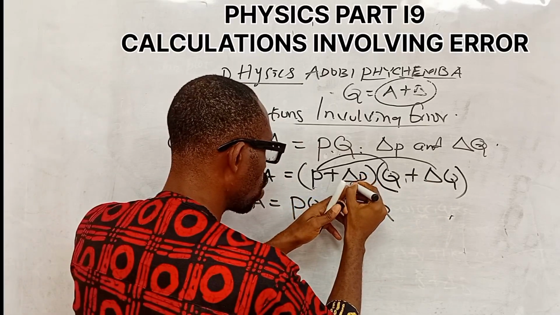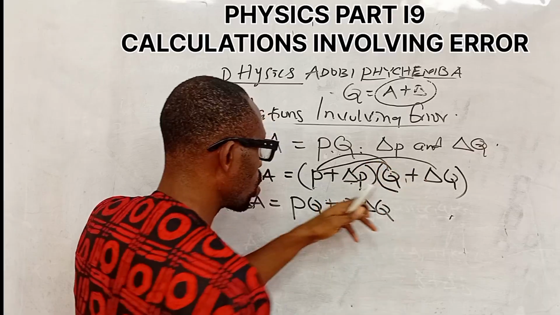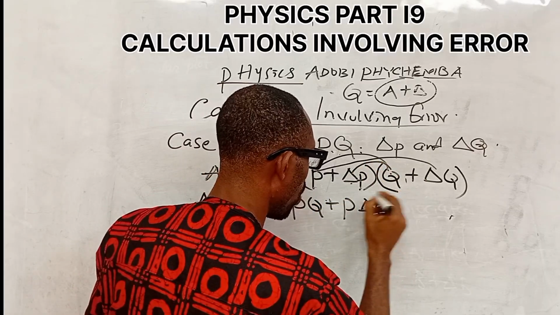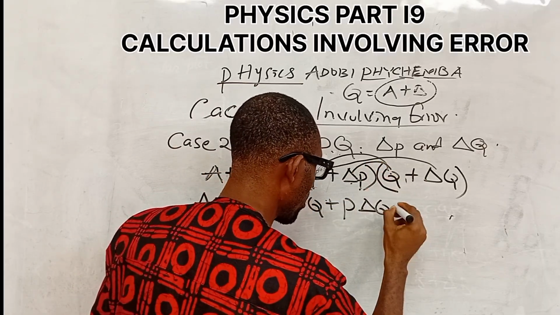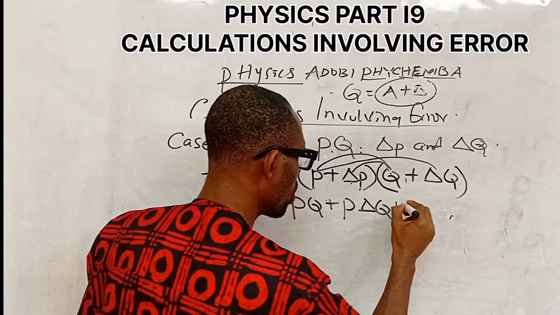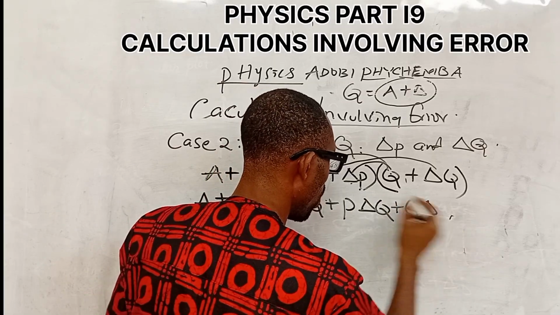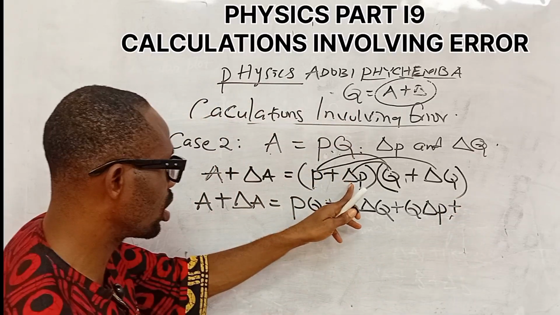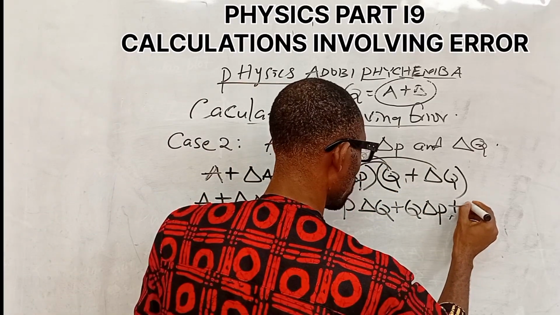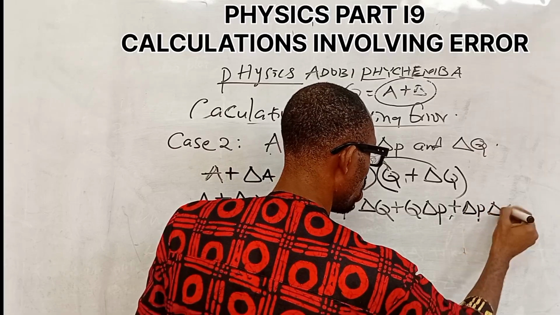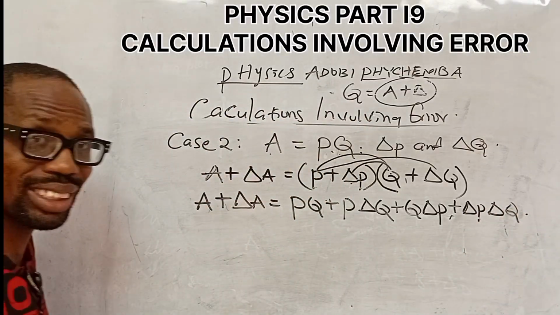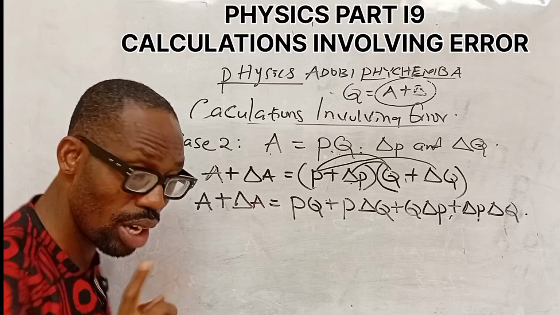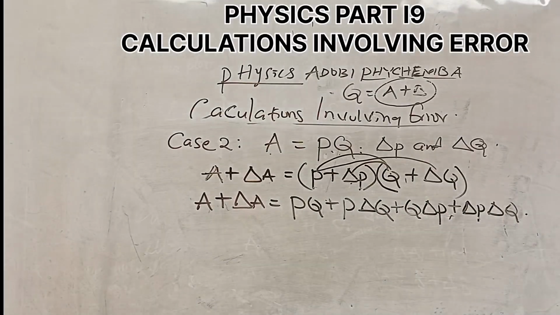Let's go to change in P now. Change in P times Q gives plus Q, change in P. Once there's no sign in front, it represents plus. Then the last one, change in P times change in Q, gives plus change in P, change in Q. Let me write it out to this point so that you can see clearly. Good, you can see that.